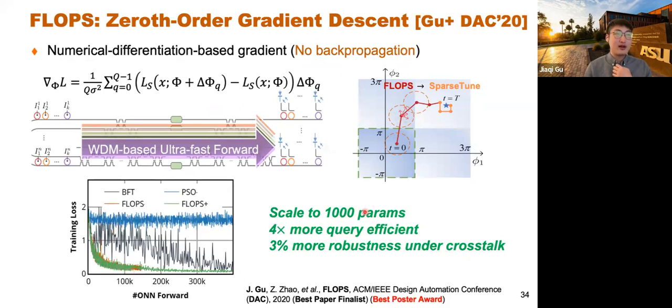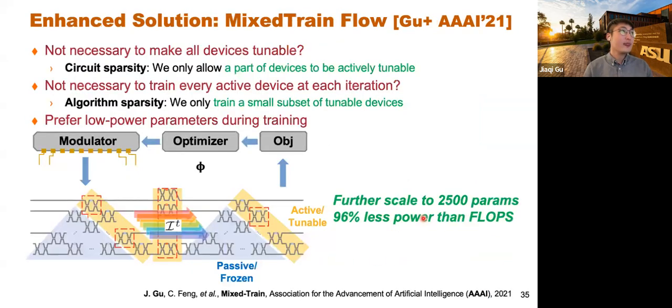You can directly train 1,000 parameters. You can already see a 10 times scalability improvement. And also, it's 4 times more query efficient and can even counter some crosstalk and noise issues on the circuit. And later we enhance the solution using mixed train.